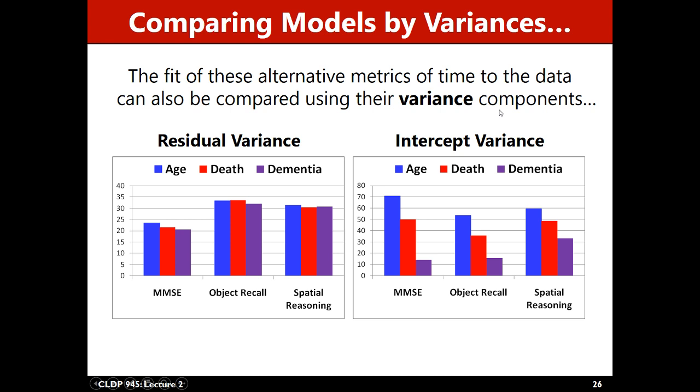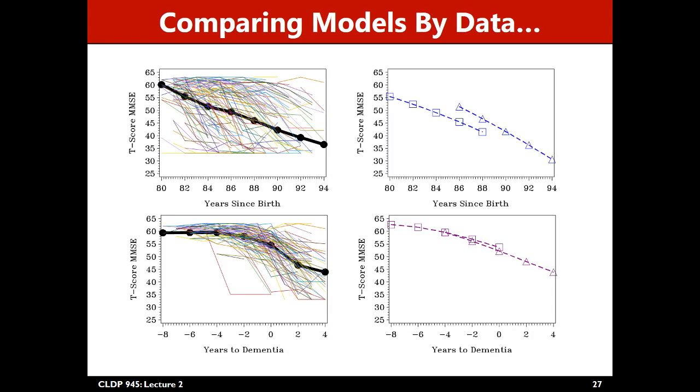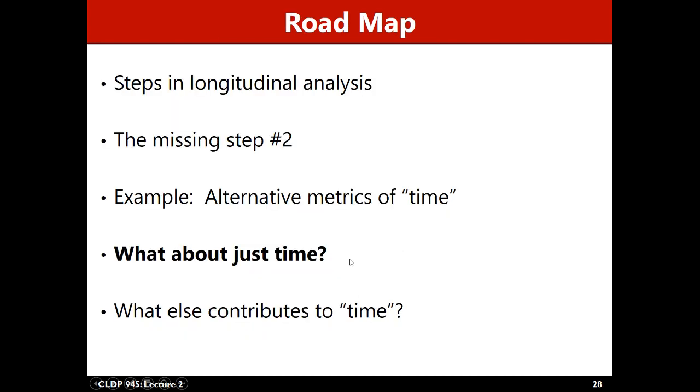Intercept variance is capturing between person differences at a given point in time. And it looks like there's a lot more variability among people at the same age than there is amongst people at the same dementia diagnosis point, for instance. The populations are more heterogeneous in the non-age time metrics. And then you can also just look, right? Here's the age model versus the years to dementia model. Its model fit statistics support these pictures.